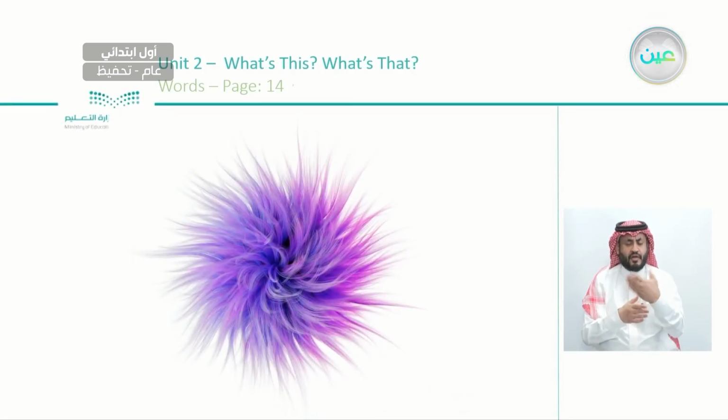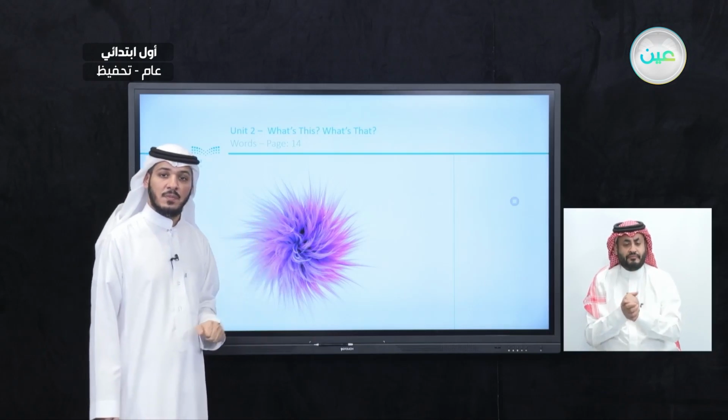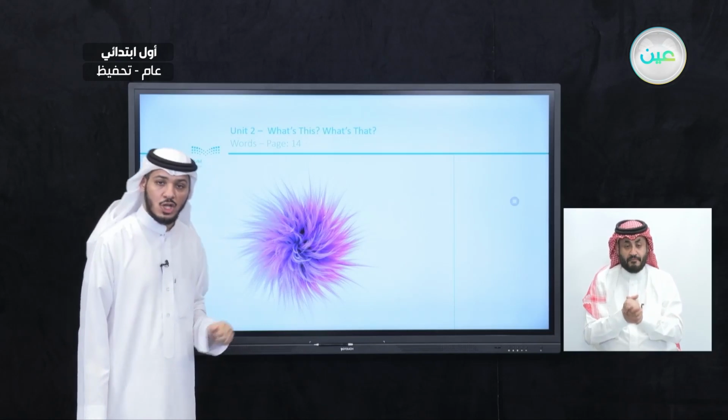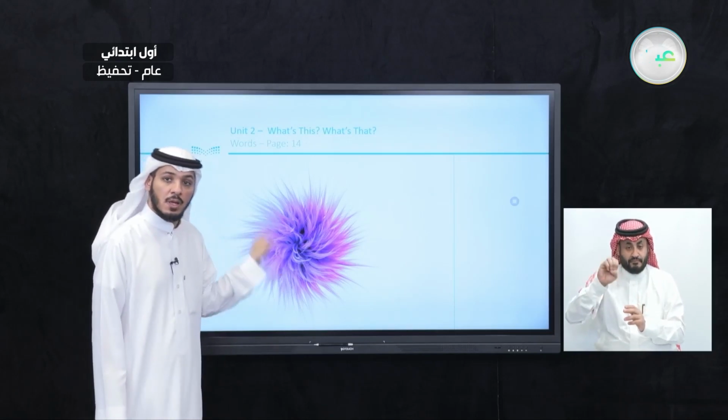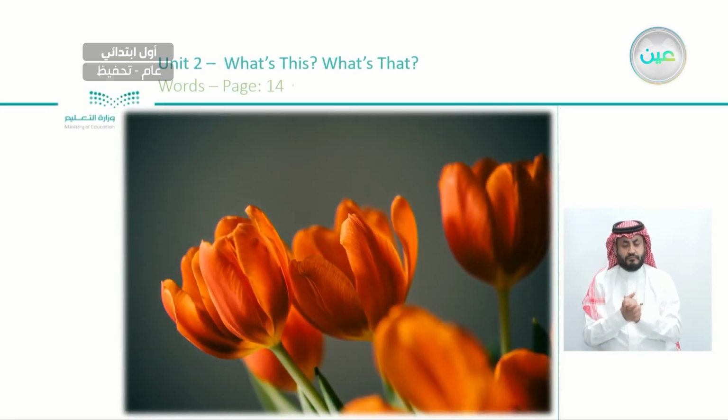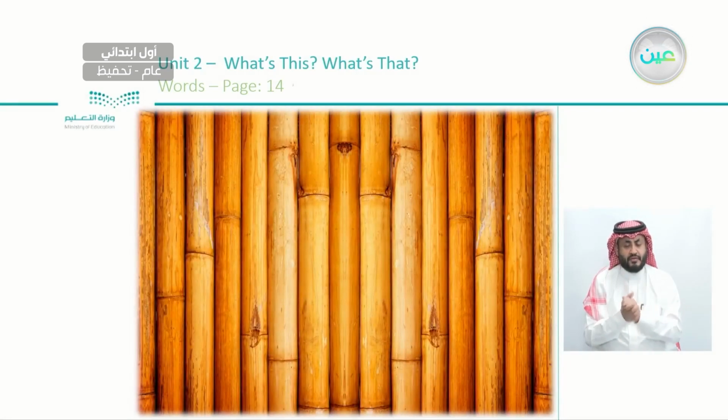Okay, now we have something here. Can you tell me what is the color? Yes, it's purple. Perfect. Purple. Excellent. Now, we have also some flowers here. But now, what is the color? Yes, excellent. So, orange. So, we have orange flowers. Perfect. Now, we have some wood here.